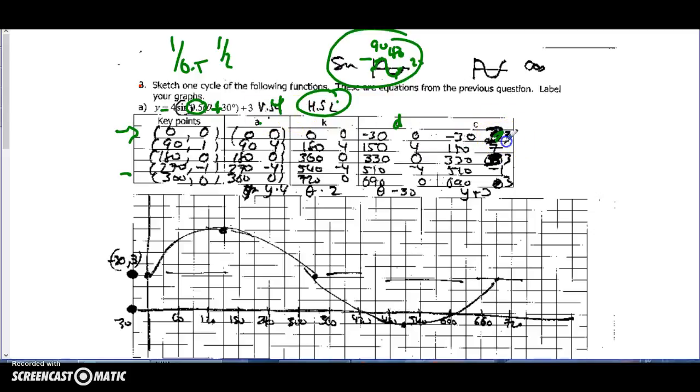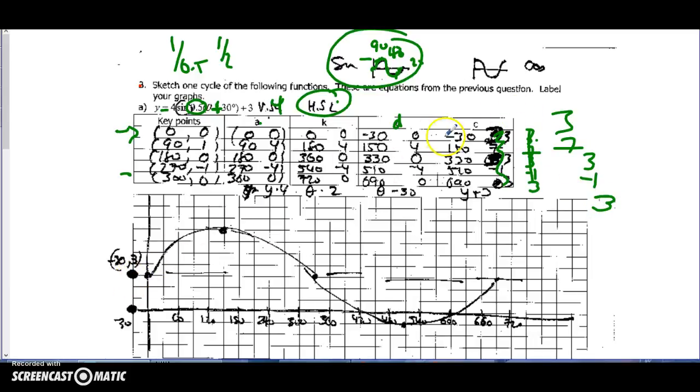So I made a mess of this also. These are all 0 plus 3 is 3. 4 is 7. 3. -1. -4 plus 3. And then 3. So let me just rewrite those. 3, 7, 3, -1 and 3. So my sine curve looks like that.